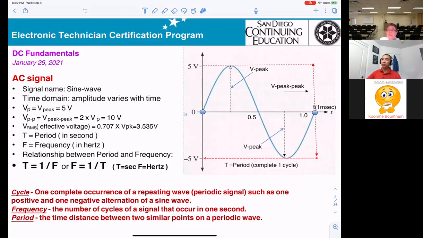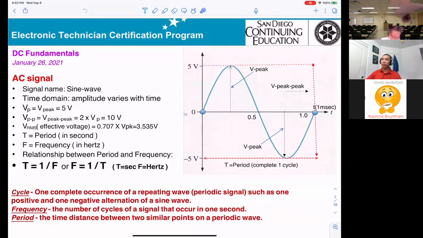For example, in your house, the outlet puts out a sine wave. If you look at it on the oscilloscope, you can see a sine wave with 370 volt peak to peak. However, you are not using 370 volt. You are using only 120 volt. That's the voltage we call effective voltage. In order to calculate the VRMS or effective voltage, you apply 0.707 times the VP.